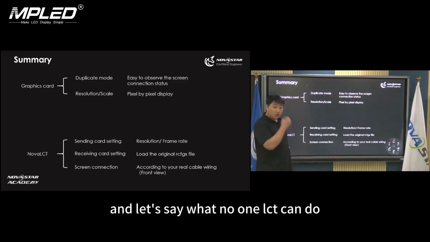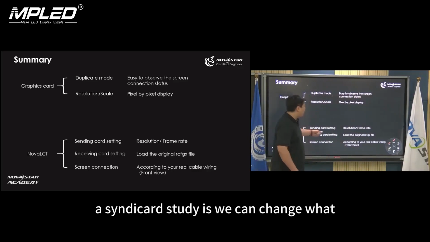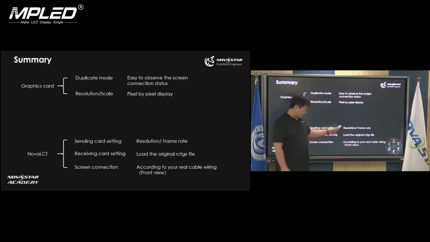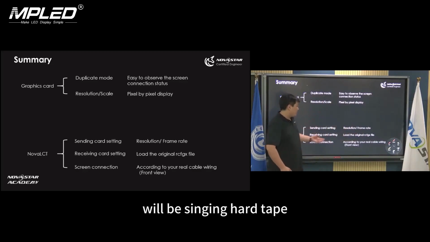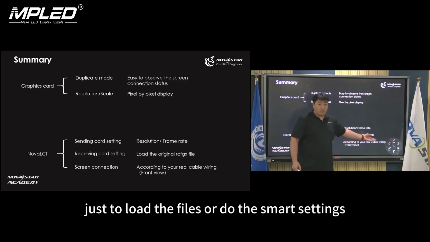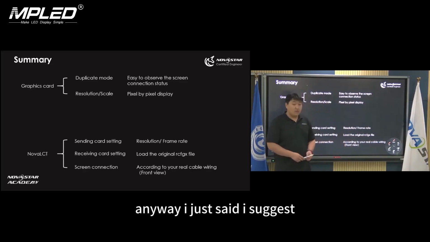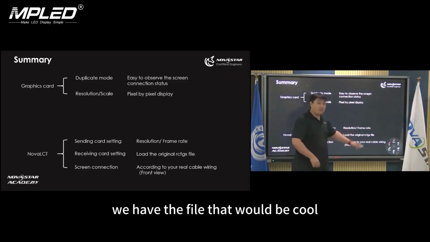Okay, and let's see what NovaLCT can do. For the sending card settings, we can change the resolution and the frame rate. And for the receiving card tab, we just load the files or do the smart settings. Anyway, I suggest we have the file. That would be cool.